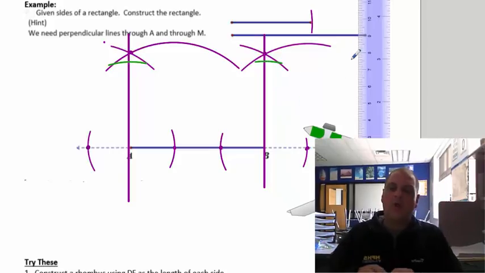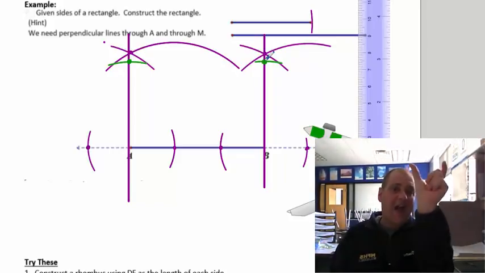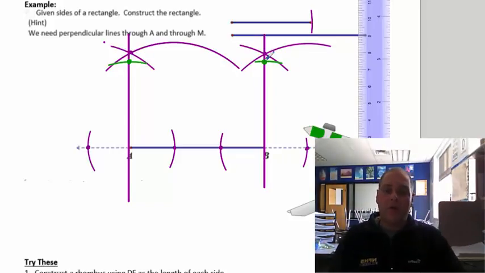So the purple, all the purple did was a random line to help us get the perpendicular. The green is what matters, because the green is the correct length copied from above. All right, so there we go.